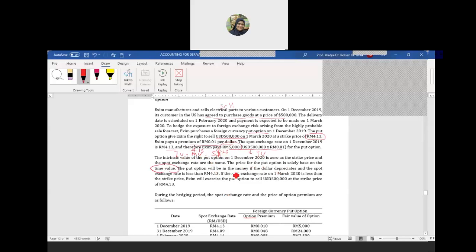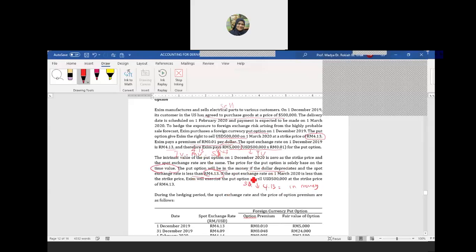The put option will be in the money if the dollar depreciates and the spot exchange rate is less than 4 ringgit and 30. So it's the Malaysian ringgit. The spot exchange rate is lower than 4 ringgit and 13. It says that the option will be in the money.